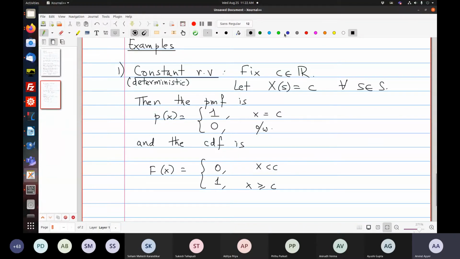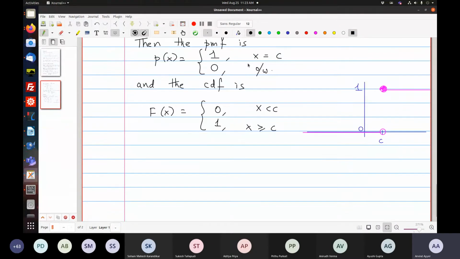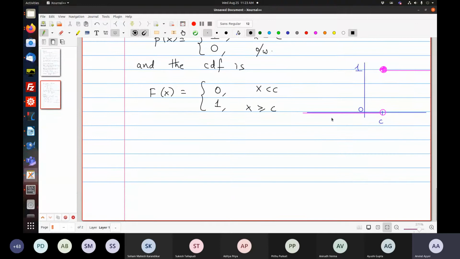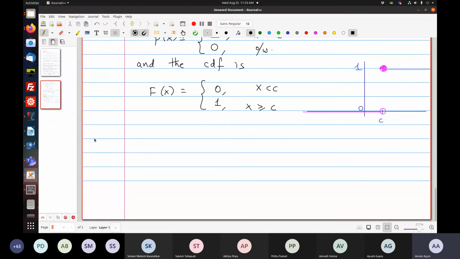Okay. So again, maybe I plot it. Let's say c is somewhere here. So my function is going to look like so. It's 0 over here and then 1 from c onward. So utterly boring. There is a single jump. Okay. All right. So good. I hope that clarified some things.